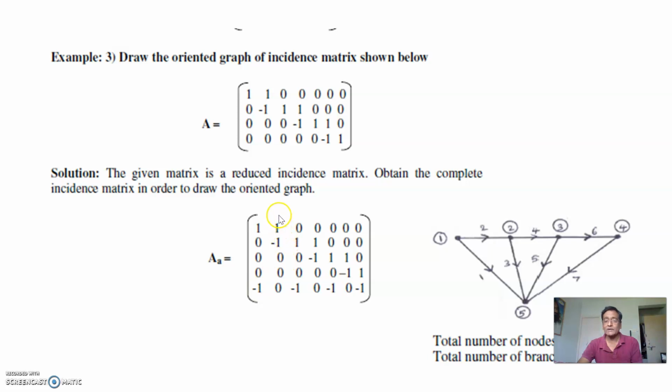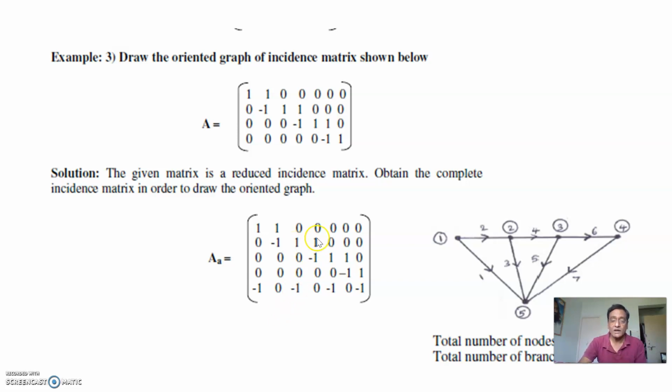And similarly, if I think about the second branch, where is the second branch connected? The second branch is connected between first node and second node, because 1 and minus 1. So it starts from node 1, it ends at node 2, and current starts from 1, current enters node 2 because of this minus sign. Similarly, branch number 3 is connected between second node and fifth node. Whatever direction it leaves second node, it enters fifth node because there is a minus sign.